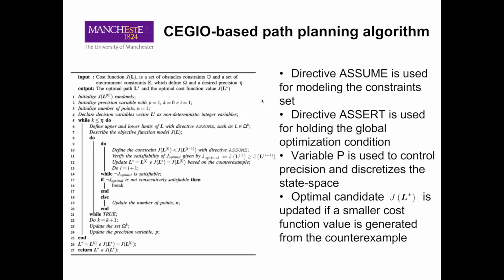Then, if the verification fails, which means a smaller cost function value is found, the optimal candidate JL is updated if a smaller cost function value is generated from a counterexample. And variable p is used to control the precision and discretizes the state space. Starting with the number of points n equal to 1 and precision variable p equal to 1, after a maximum number of iterations, optimal paths can be generated.